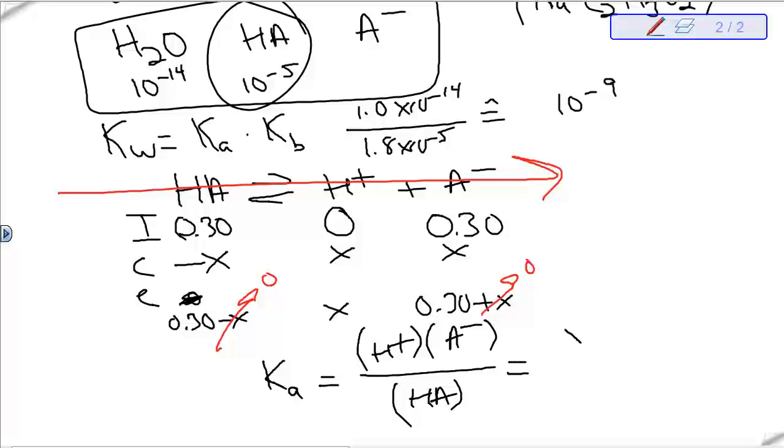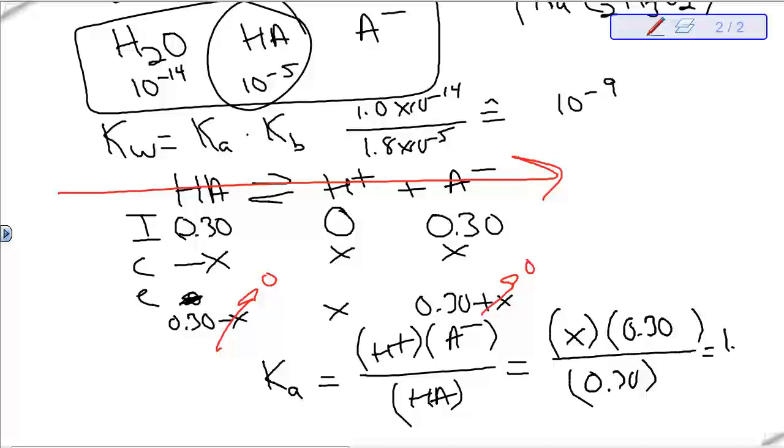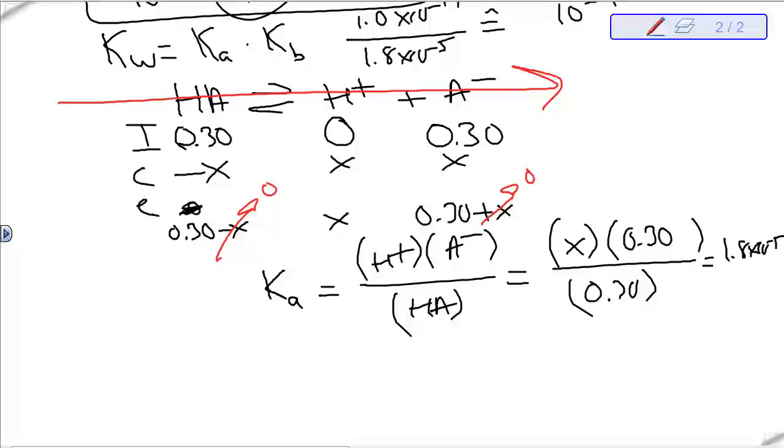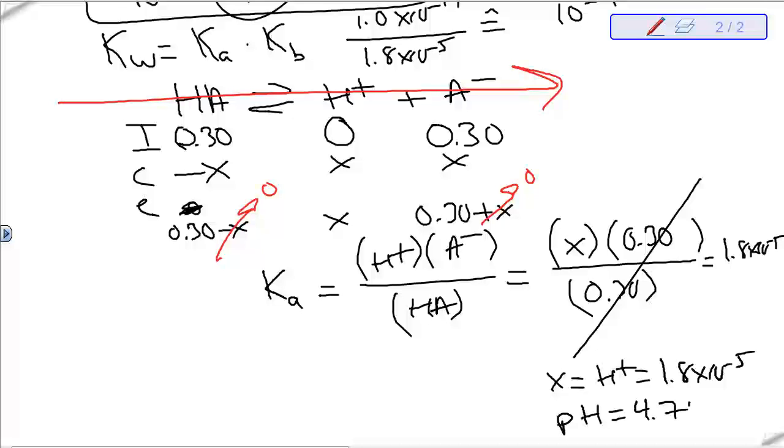The concentration of hydrogen is X. The concentration of acetate, 0.30. The concentration of the acetic acid, 0.30. And the Ka value, 1.8 times 10 to the negative 5th. I can see that those two will end up canceling. And the X value, which equals the concentration of hydrogen, is equal to 1.8 times 10 to the negative 5th. You take the negative log of that, and from memory, I believe you get 4.74. Can somebody in class verify that?